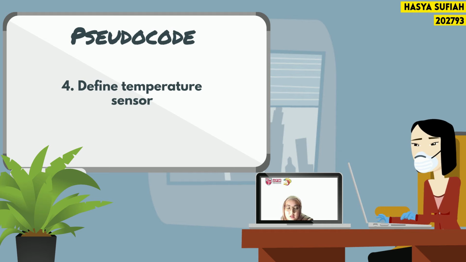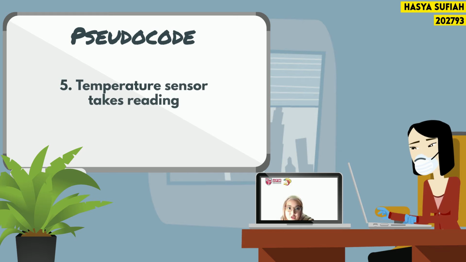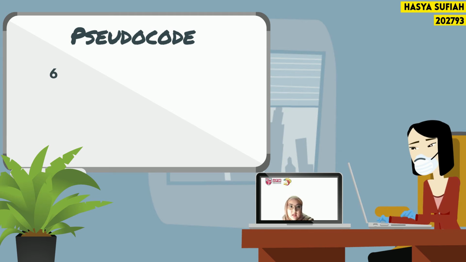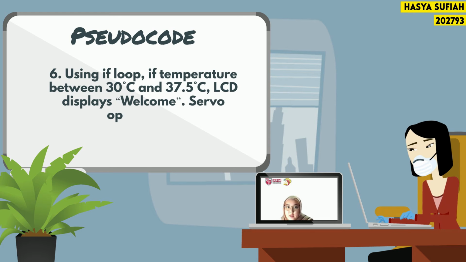So the temperature sensor will take the reading for each person in front of the door. Also, we use the if loop. If the temperature is between 30 degrees Celsius and 37.5 degrees Celsius, the LCD screen will display welcome and the servo will open the door. The servo is in charge of opening and closing, or staying still, for the door.